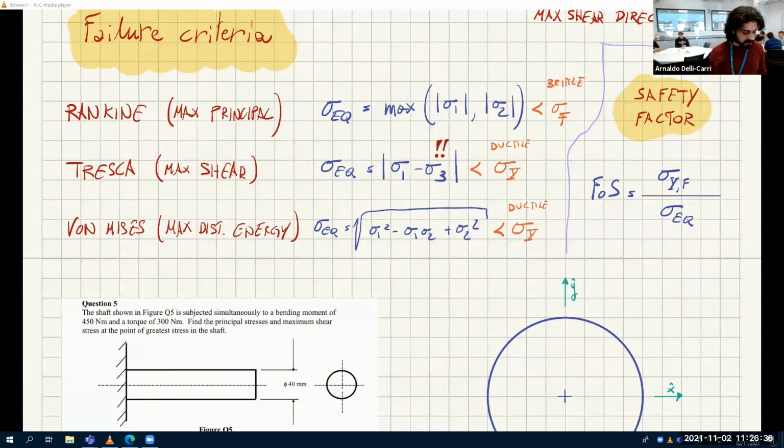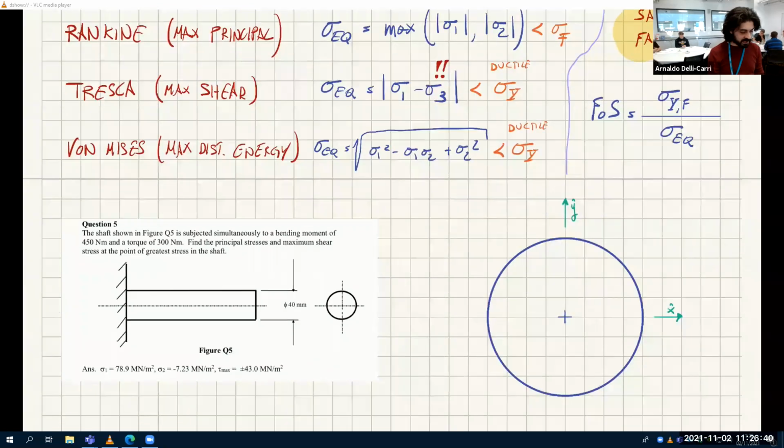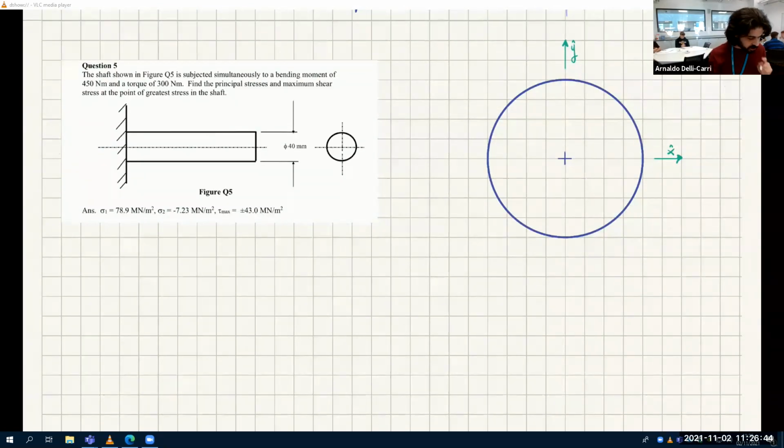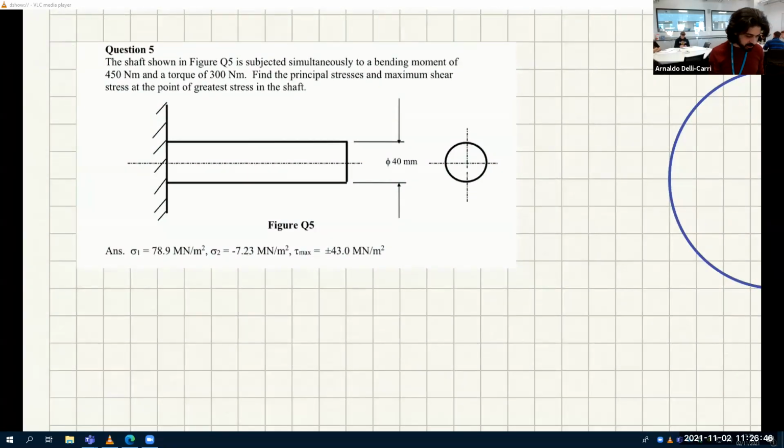All right, so now that we know everything, let's solve this very simple question 5. The shaft shown in figure 5 is subjected simultaneously to a bending moment. So let's say the bending moment is going in this direction, and let's say it's a positive bending moment. And there's also a twisting torque.